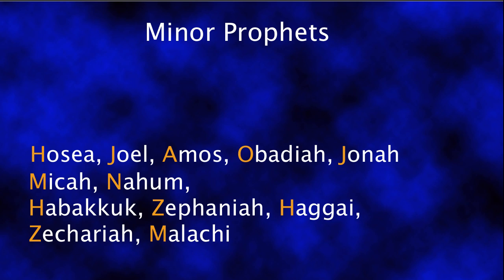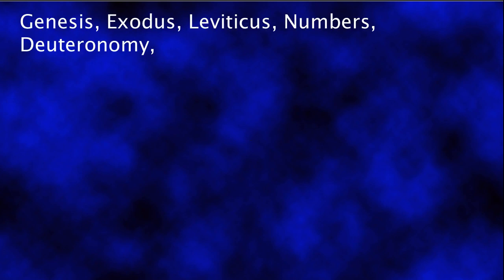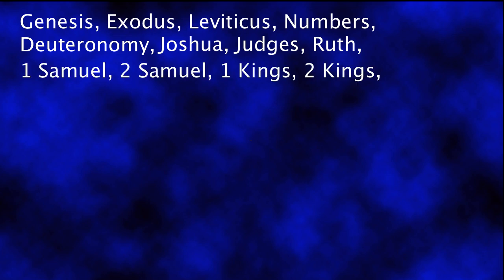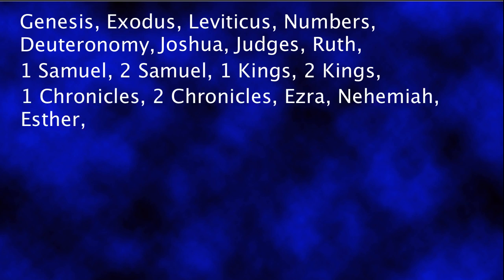This is probably our hardest section. So now let's review the law. God's eternal love never dies. Genesis, Exodus, Leviticus, Numbers, Deuteronomy. Now we have history. Remember our courtroom. Joshua judges Ruth. The judge and the defendant make a pair, so let's do our pairs. 1 Samuel, 2 Samuel, 1 Kings, 2 Kings, 1 Chronicles, 2 Chronicles.